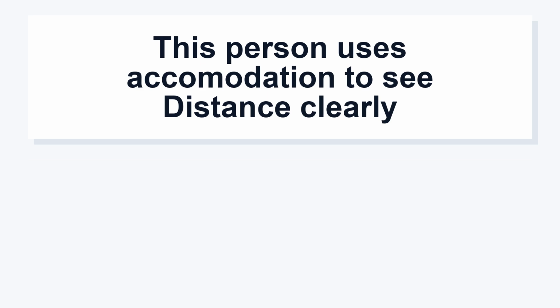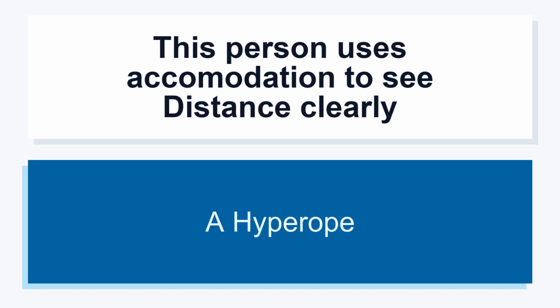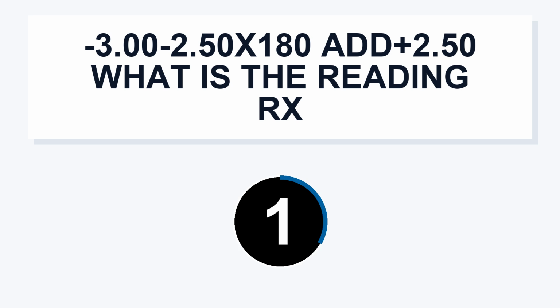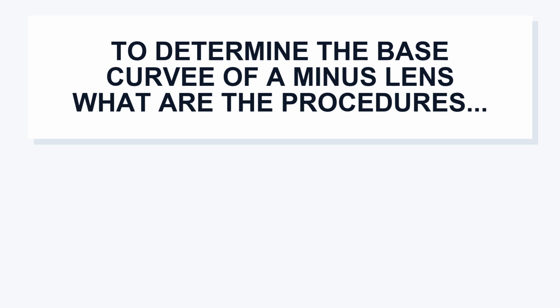This person uses accommodation to see distance clearly: a hyperope. 3.00 -2.50 x 180 at plus 2.50 add. What is the reading Rx? 0.50 -2.50 x 180.